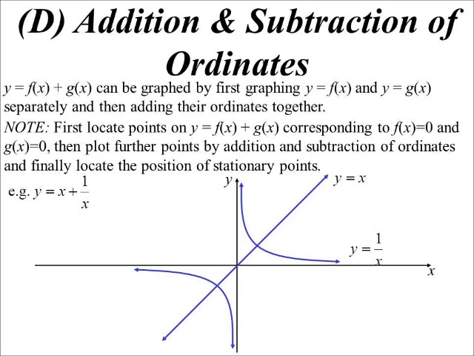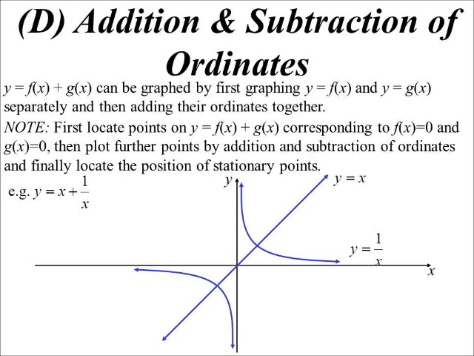There's y equals x. There's y equals 1 on x. And so we just physically add the y values together. Now, any problems with the domain will remain. You know, x can't equal 0 in the hyperbola, so when I add it to something, it can't magically become 0. It's still going to have an asymptote there.